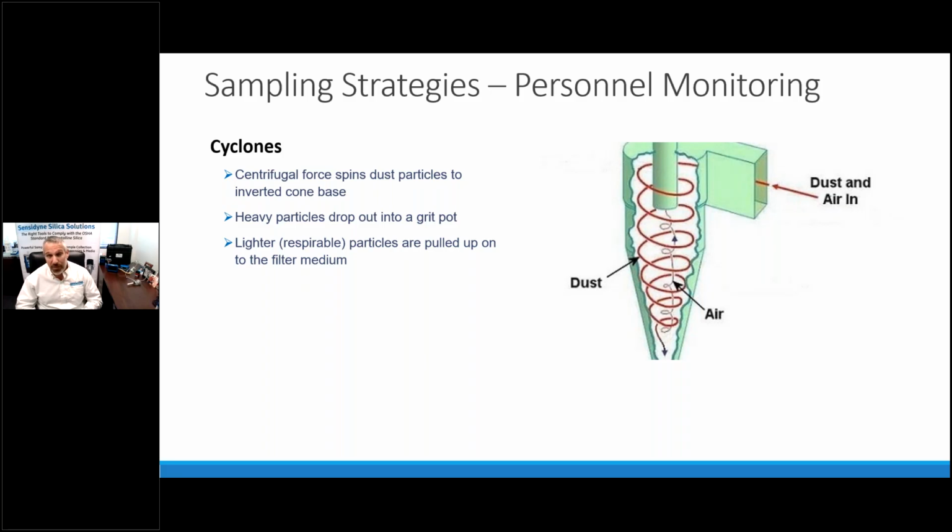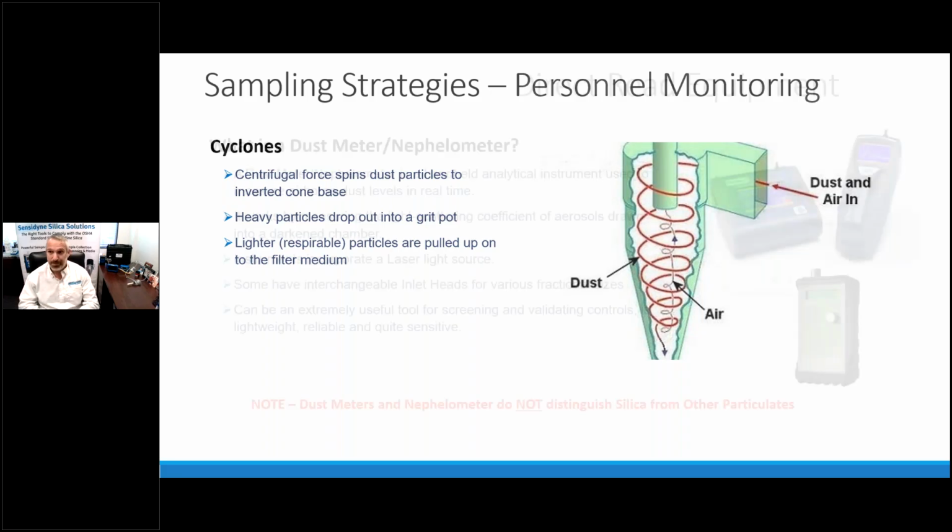It's important that you understand that the grit pot should remain in its vertical orientation as much as possible. We have seen instances where people will turn their cyclone upside down, and then, of course, the material that was put into the grit pot can get put back onto that filter media, causing a bias to the sampling event.